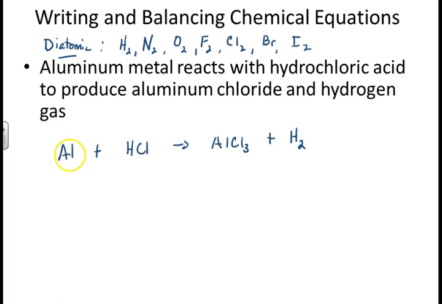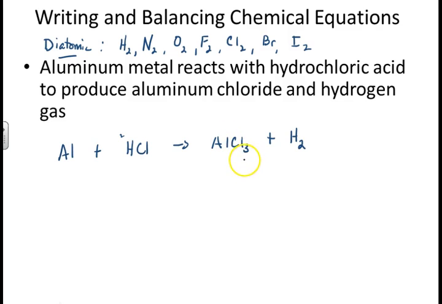So let's start by looking at aluminum. Aluminum is balanced. Hydrogen, we've got 2 here and 2 here. Looking ahead a little bit, I can see I've got 3 chlorines and only 1 chlorine. If I put a 2 here, that's going to give me 2 hydrogens and take care of hydrogens, but that gives me 2 chlorines and 3 chlorines, and there's no way I can balance at that point.